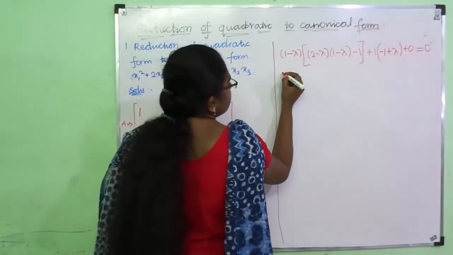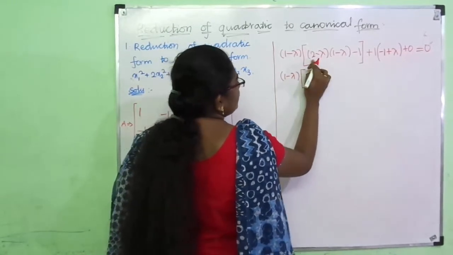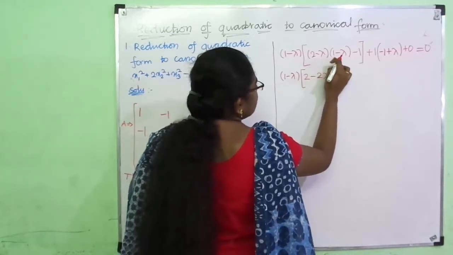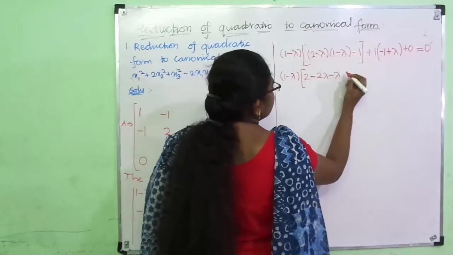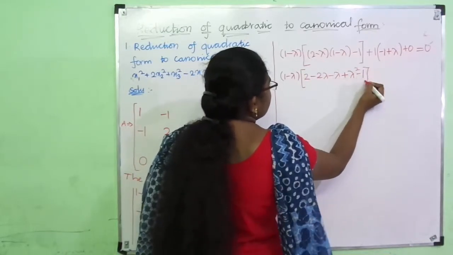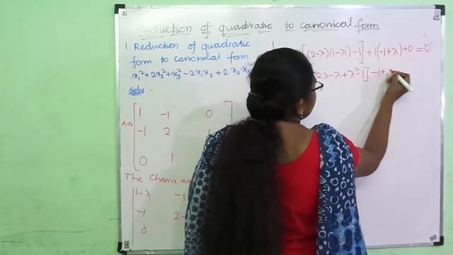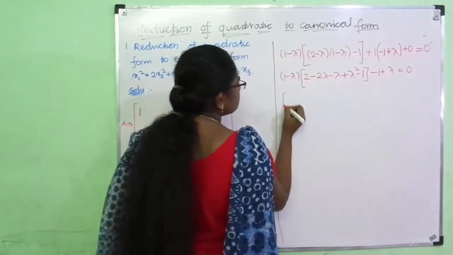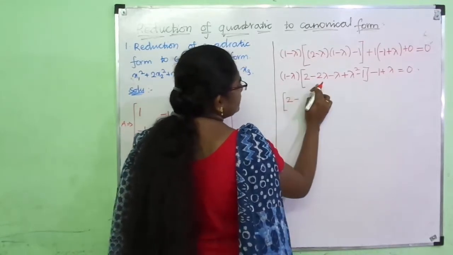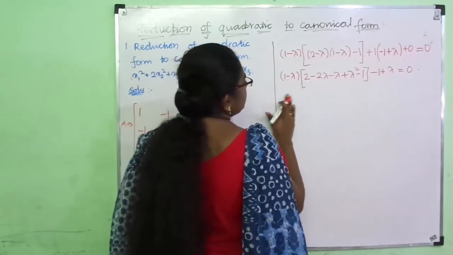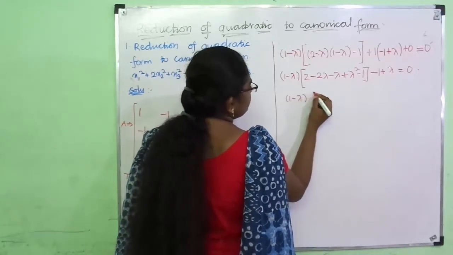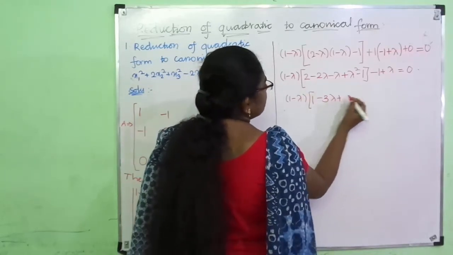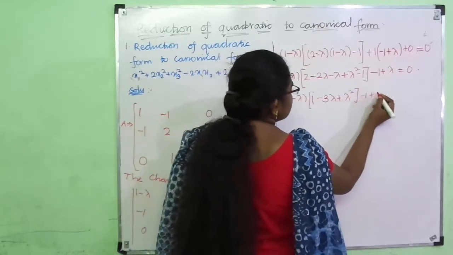Now simplify this step. 1 minus lambda into 2 minus lambda into 1 minus lambda. 2 into 1 is 2. 2 into minus lambda is minus 2 lambda. Minus lambda into 1 is minus lambda. Minus lambda into minus lambda is plus lambda square, minus 1. 1 into this term will be the same term, so I'm writing it. Leave the 0. Sorry, we can simplify this step. 1 minus lambda into 2 minus 1 will be 1. Minus 2 minus lambda will be minus 3 lambda, plus lambda square, minus 1 plus lambda, which is equal to 0.